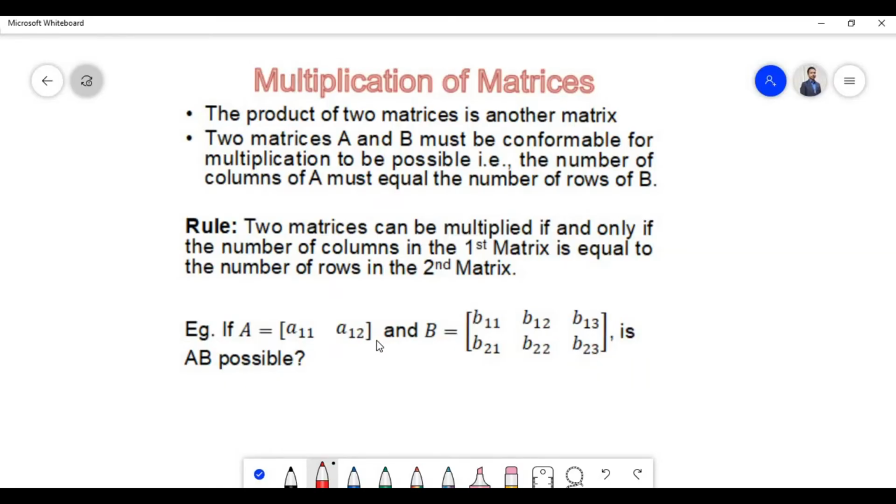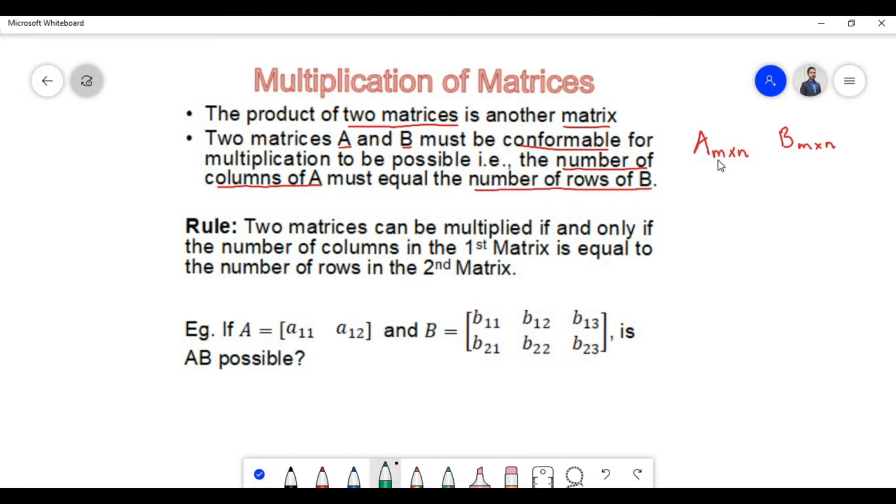Hello everyone. In today's video, we are going to learn another type of matrix operations, which is multiplication of matrices. Now, the product of two matrices is another matrix. Two matrices, matrix A and matrix B, must be conformable for multiplication to be possible. That is, the number of columns of matrix A must be equal to the number of rows of matrix B.